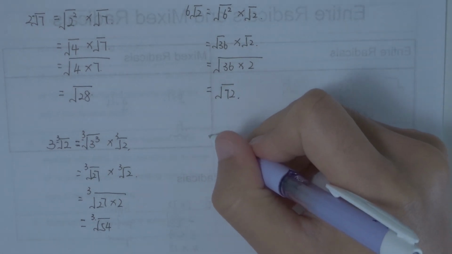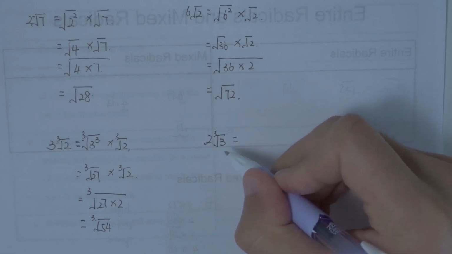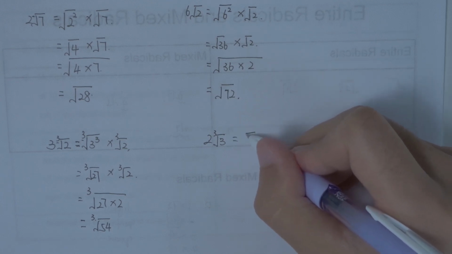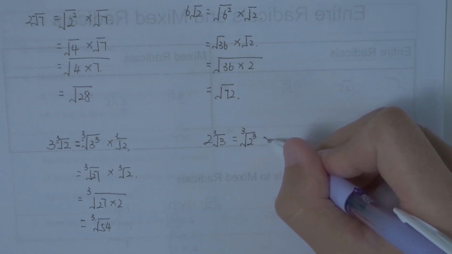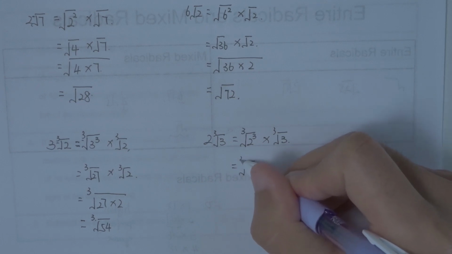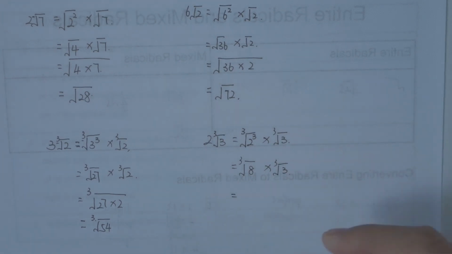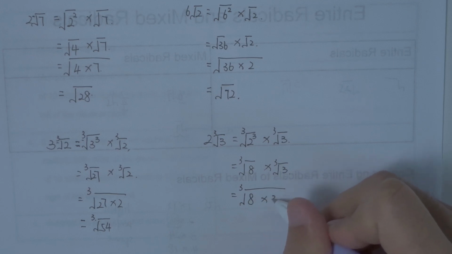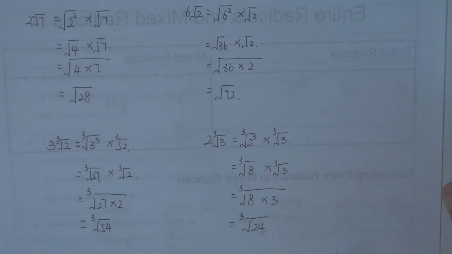Okay, and the last example is 2 cube root 3. The first thing, we still put the 2 back under the cube root, so it's 2 to the power of 3, times the cube root of 3. So it's cube root 8 times cube root of 3, and then we combine them together: cube root of 8 times 3, which equals 24 under the cube root.